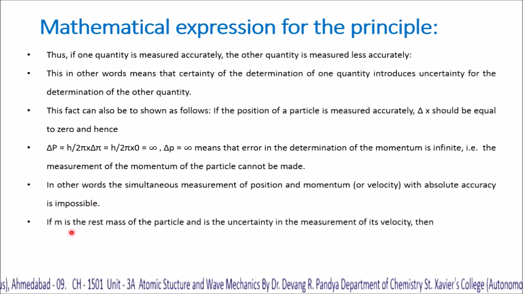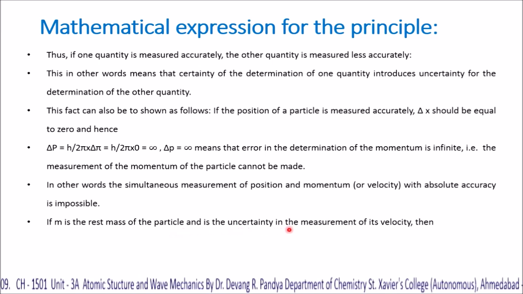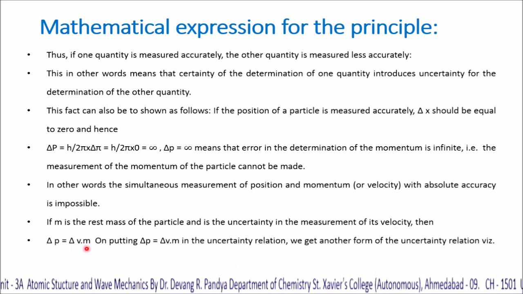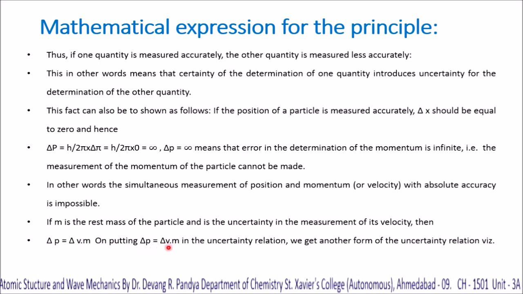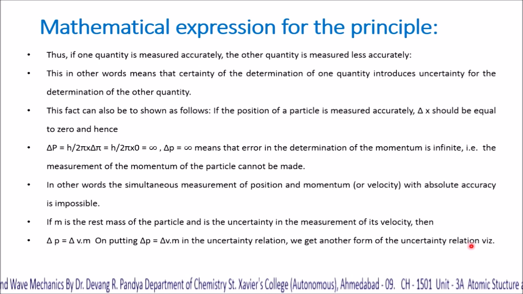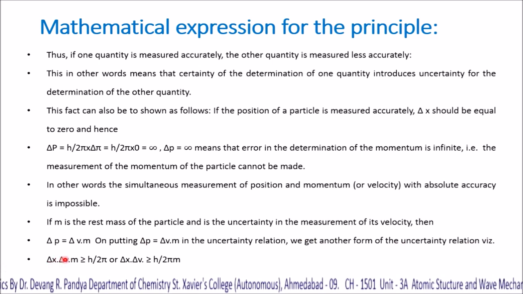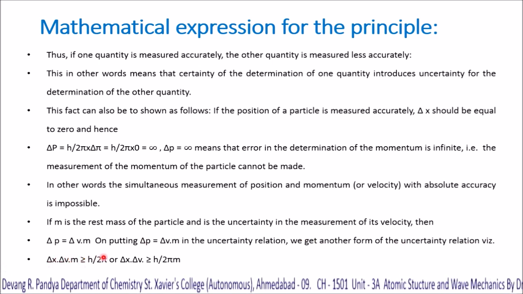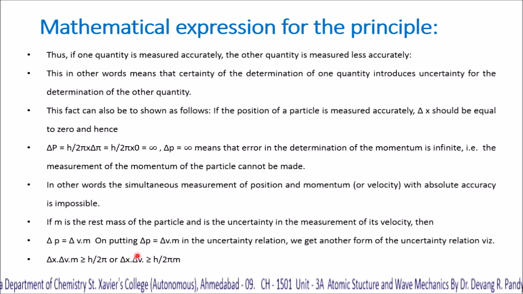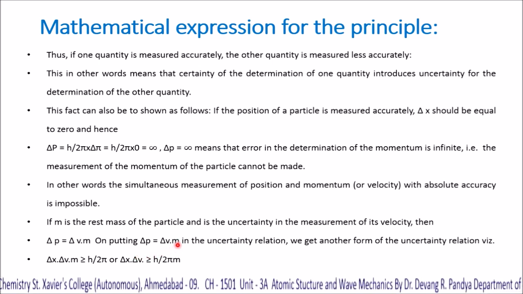If m is the rest mass of the particle and delta v is the uncertainty in the measurement of its velocity, then delta p is equal to delta v into m. On putting delta p is equal to delta v into m in the uncertainty relation, we get another form of the uncertainty relation. That is, delta x into delta v into m is greater than or equal to h upon 2 pi, or delta x into delta v, that is, uncertainty in position and uncertainty in velocity, is greater than or equal to h upon 2 pi m.